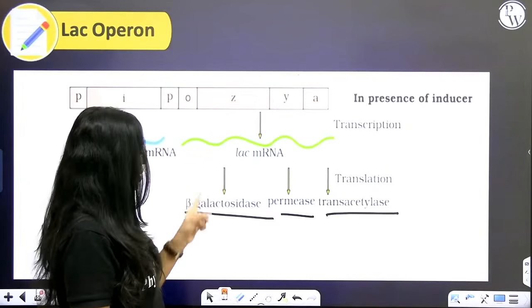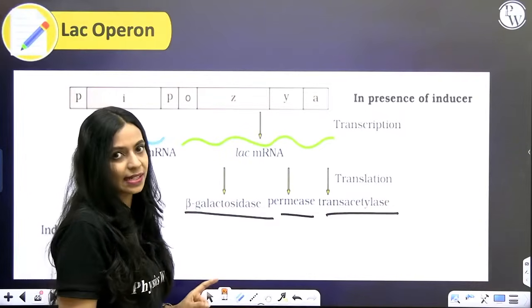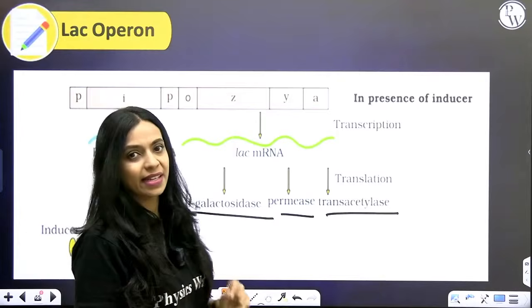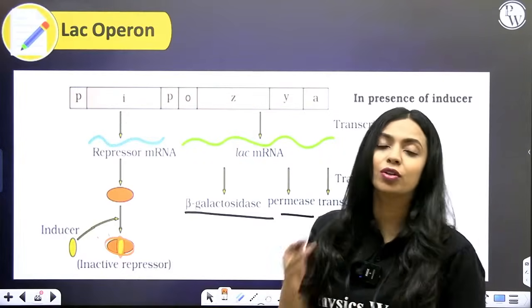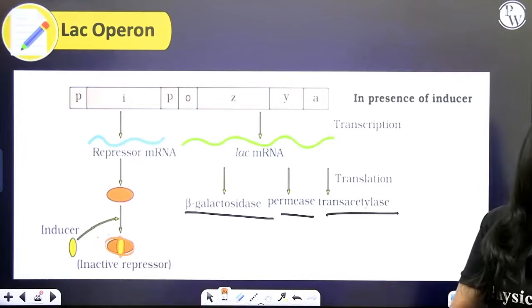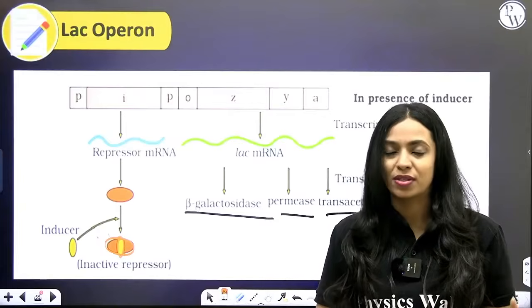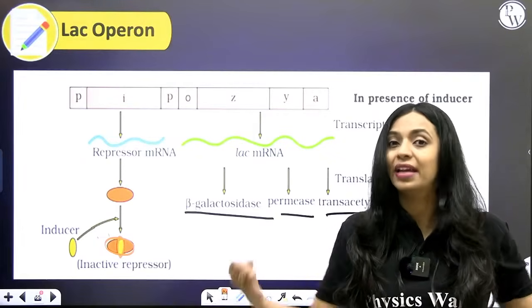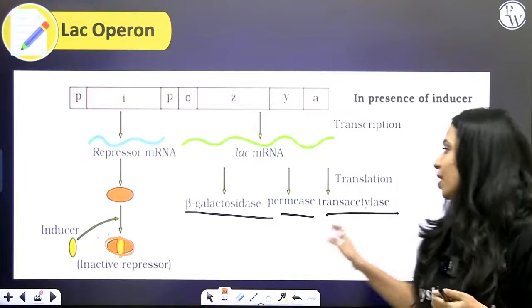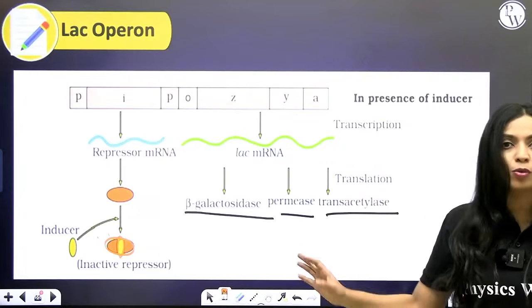polycistronic mRNA. From that we will get the three enzymes: beta-galactosidase, permease and transacetylase. Beta-galactosidase is the enzyme that will break down lactose into glucose and galactose. Permease is the enzyme that will make the membrane of the bacterial cell more permeable to lactose, so that lactose from the surrounding medium can enter into the bacterial cell. Transacetylase is an enzyme that is required to transfer acetyl group between two molecules.